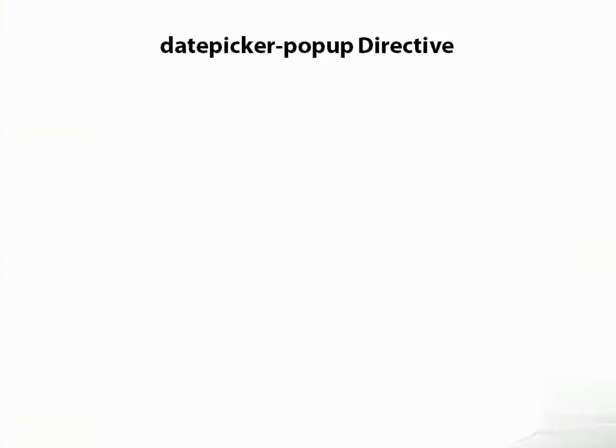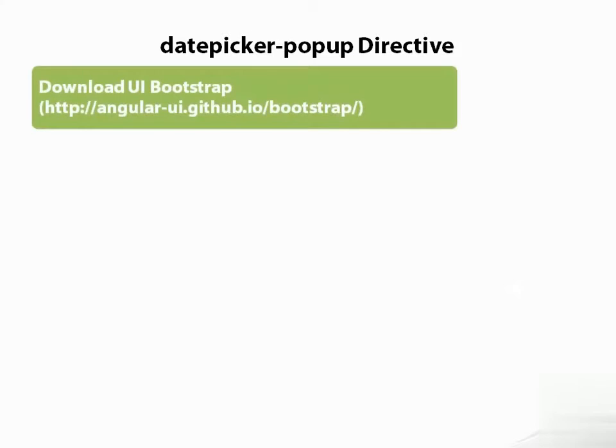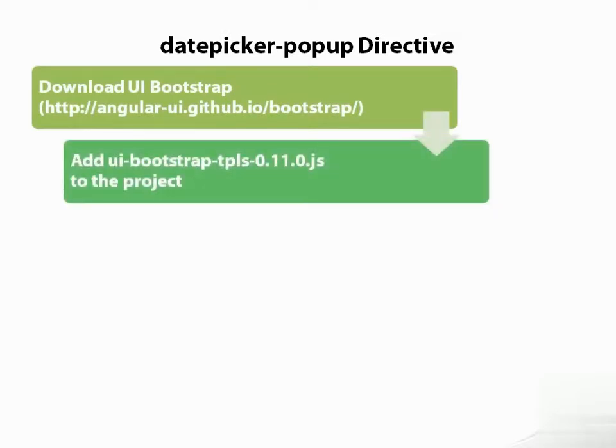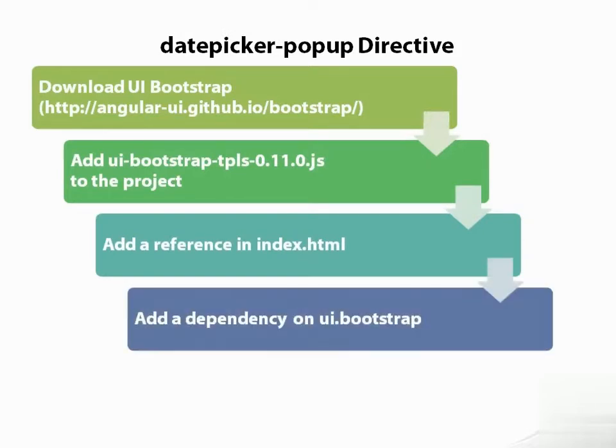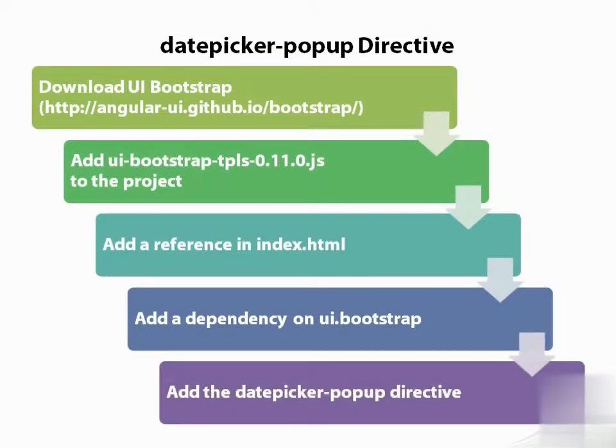We again have similar steps for setting up this new date picker component. Start by locating and downloading the required JavaScript file. You can find the date picker-popup as part of UI Bootstrap at this URL. Add this JavaScript file to the JS directory of the project. Add a reference to this new .js file in index.html. Add a module dependency on UI Bootstrap, and add the date picker pop-up directive to the desired input control.